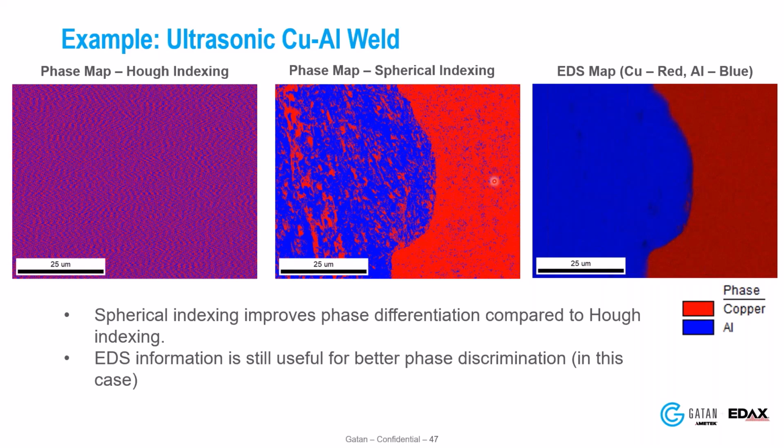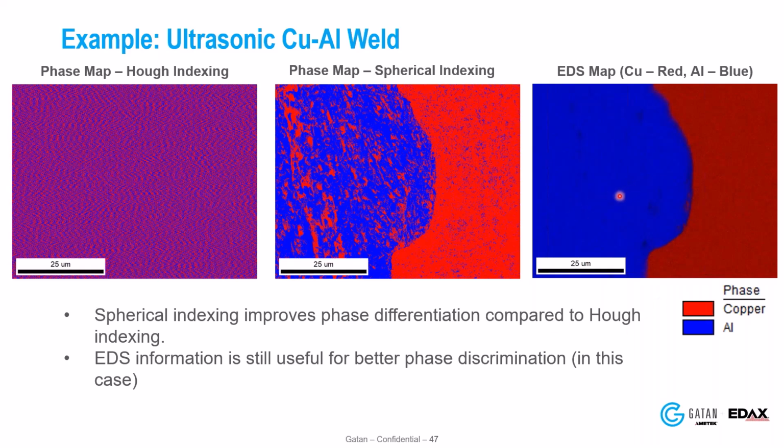Another thing that spherical indexing can be combined with is what we call chi-scan, where we use EDS to help drive differentiation. So here, if I wanted to get the correct phase map and the correct orientation map, I just use the EDS to say, where there's copper, let's use the copper master pattern.